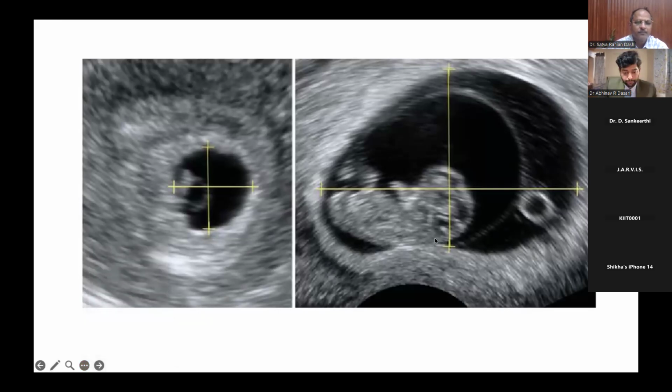So this is the gestational sac, and this is what we call a yolk sac. And this is the fetus. This yolk sac gives nutrition to the fetus. So we take measurements on ultrasound. What we are seeing, this line is the gestational sac diameter, and this is the yolk sac.